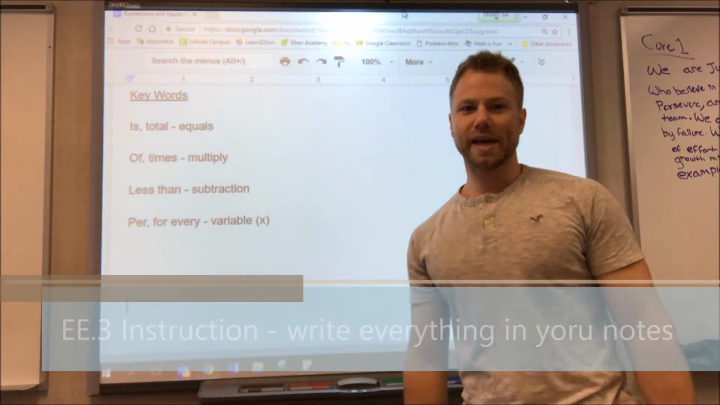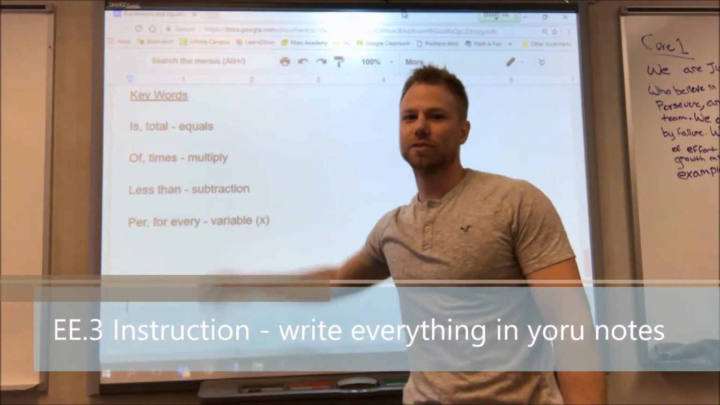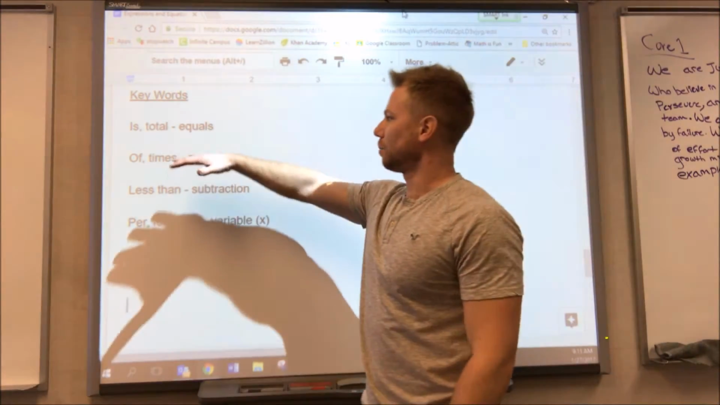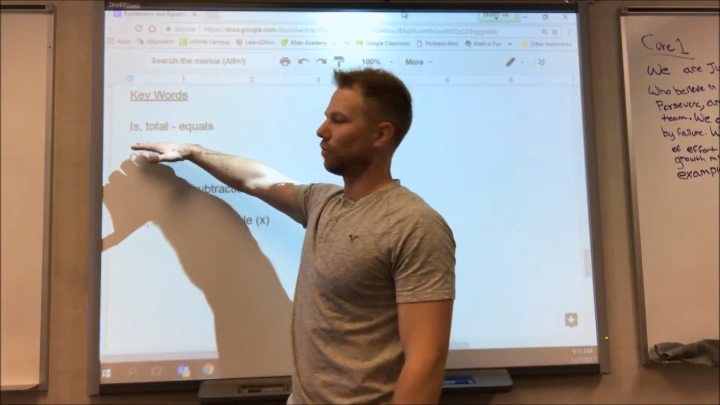What's good, 7th graders? We have a couple vocab words to go over as we are writing equations and solving those equations. A couple words that will be helpful in this.